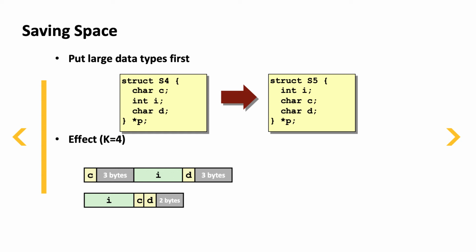But if we change that around and look at S5, we put our larger data type first. So we put that int first and then our chars. Well, now we can have the int right at the beginning. The C and D can just get packed right after that because those can go anywhere. Now, again, the overall length of the struct has to be a multiple of 4 because our K is 4 from that integer being in there. But the 4 bytes for the integer, then 2 bytes for the chars, we only have to add 2 more bytes of padding to get to a multiple of 4. And we just saved 4 bytes, right? Instead of wasting 6 bytes, we only have to waste 2.